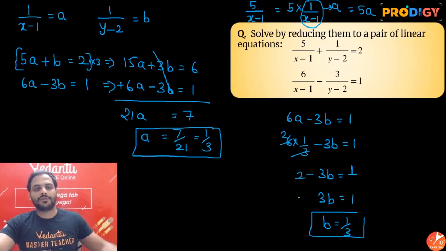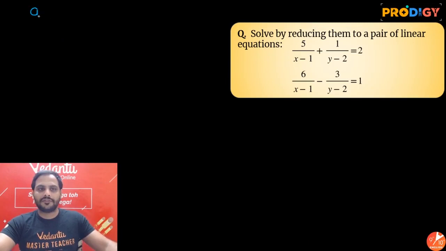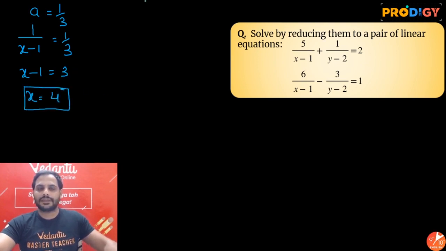Alright. Now look, I know 1 upon x minus 1 and 1 upon y minus 2. A is equal to 1 upon x minus 1. So if a is equal to 1 by 3, 1 upon x minus 1 is also equal to 1 by 3. So reciprocating, I will get x minus 1 is equal to 3. That means x is equal to what? Minus 1 will be shifted there, plus 1, x is equal to 4. And b is also equal to 1 by 3.